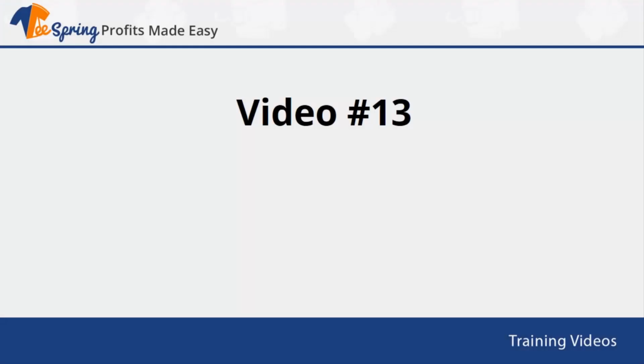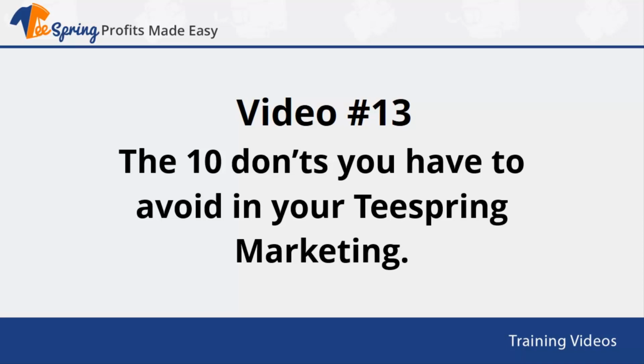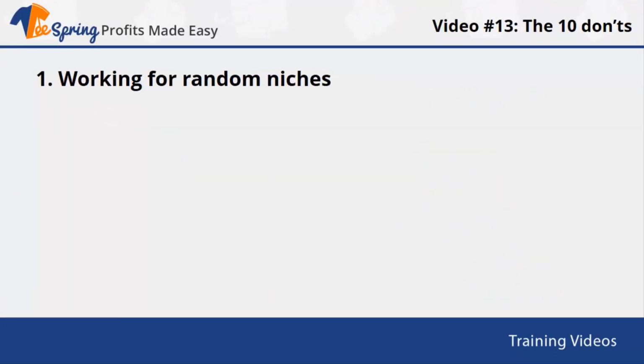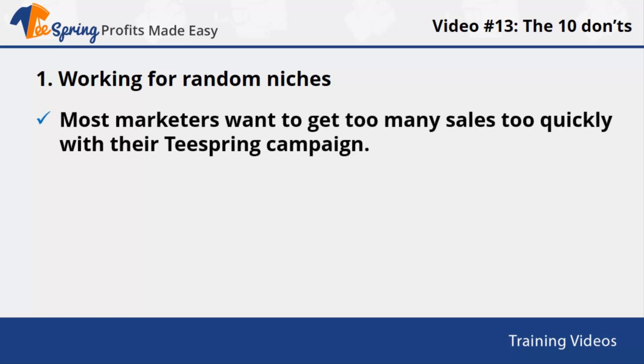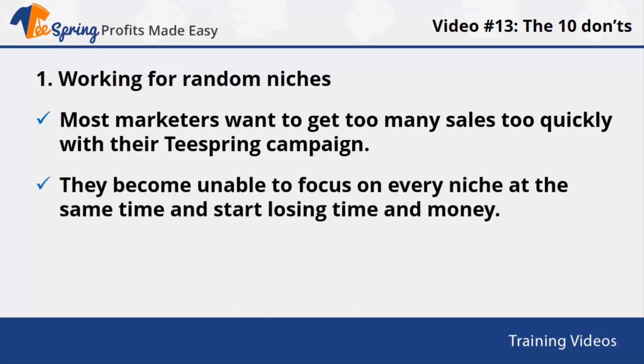Video number 13. The 10 don'ts you have to avoid in your Teespring marketing. 1. Working for random niches. Most marketers want to get too many sales too quickly with their Teespring campaign, so they go with multiple Teespring niches and keep doing multiple things at the same time to get maximum profit. They become unable to focus on every niche at the same time and start losing time and money.